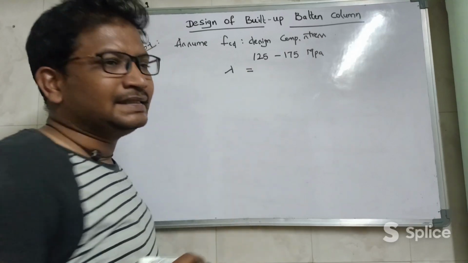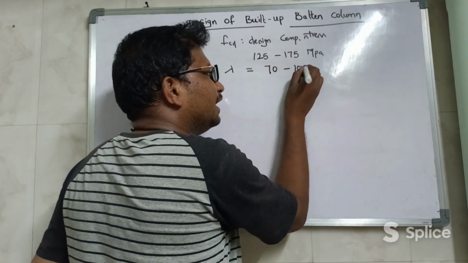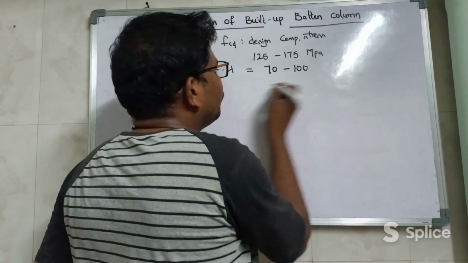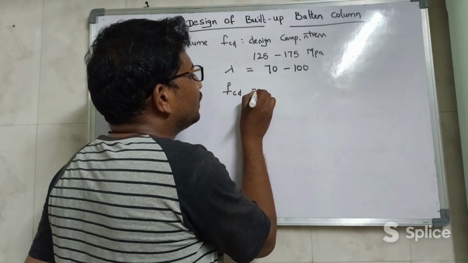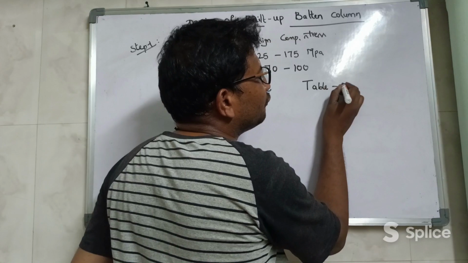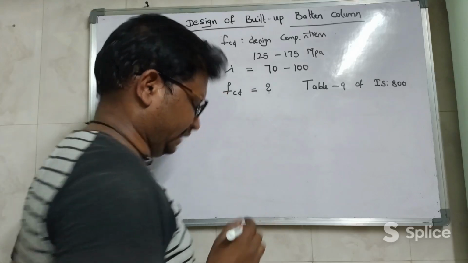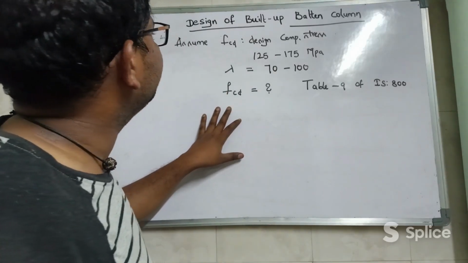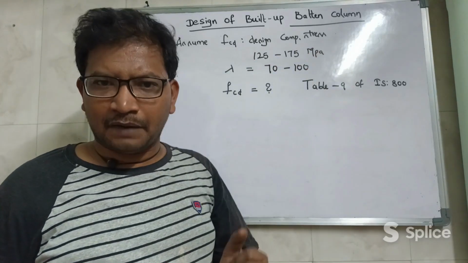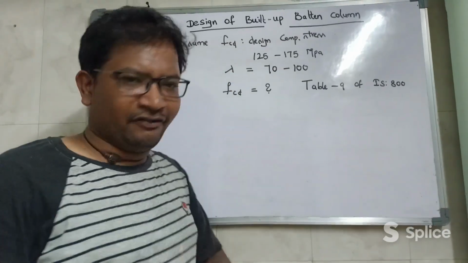you can assume the slenderness ratio value in the range of 70 to 100. From this lambda value, you can assume the FCD. You can compute the FCD value from Table 9 of IS 800. Please be clear. Either you can assume the FCD value directly in the range of 125 to 175 megapascal, or you can compute the FCD value by assuming the lambda value.